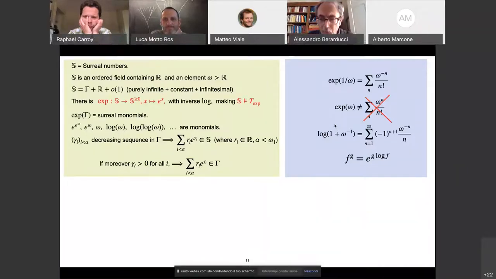So how do you compute exp of omega? Well, you don't need to compute it because it's already a monomial. It's already in normal form.